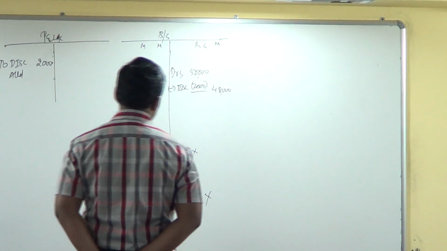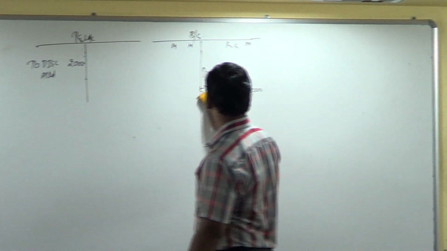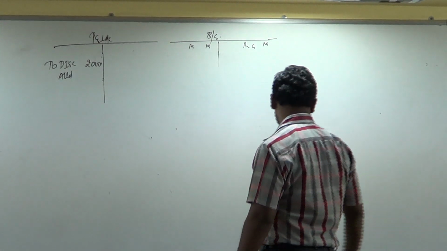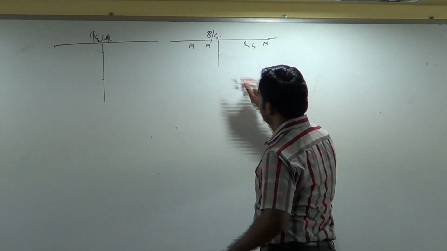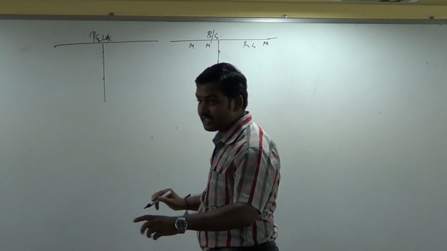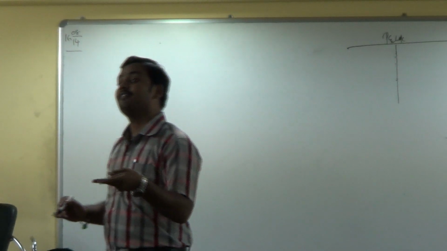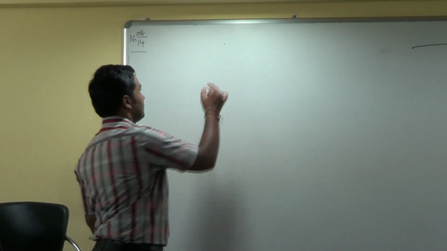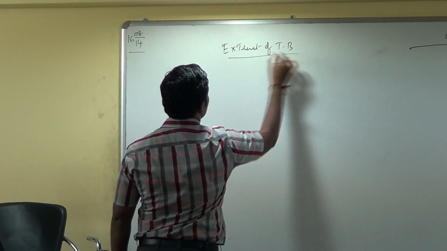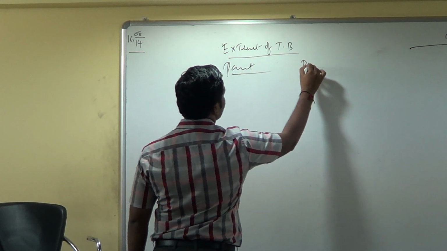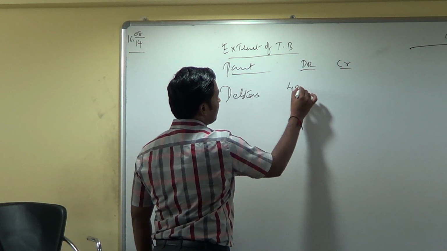Extract of a trial balance. So we have already learned how to deal with discount when it is given outside the trial balance. Now the problem is how to deal with discount when it is given within the trial balance, inside the trial balance. Extract of trial balance. Particulars, debit, credit. Debtors, debit balance 48,000.